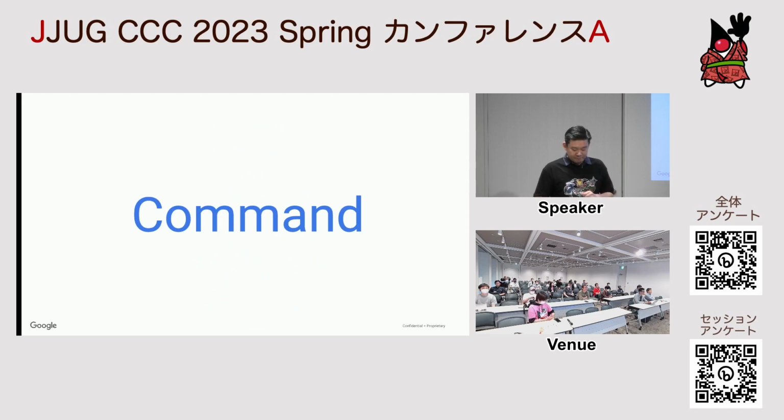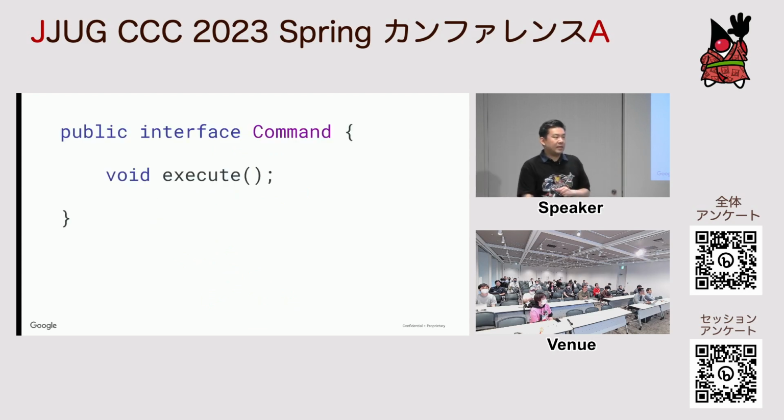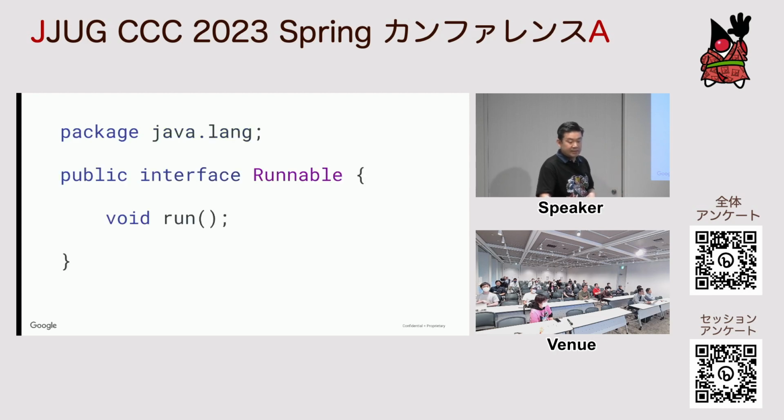First, commands. Commands, in the past, we used to create this interface for the command design pattern. We have public interface Command and one method execute. Well, we already have a similar signature in the JDK, and it is Runnable. So instead of creating new Command interfaces, we should be reusing the Runnable interface.